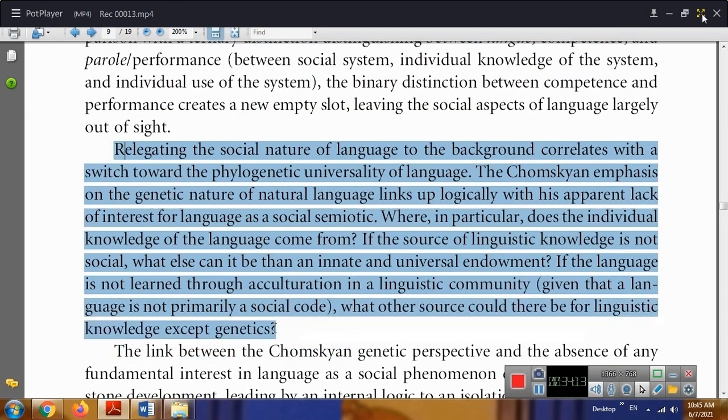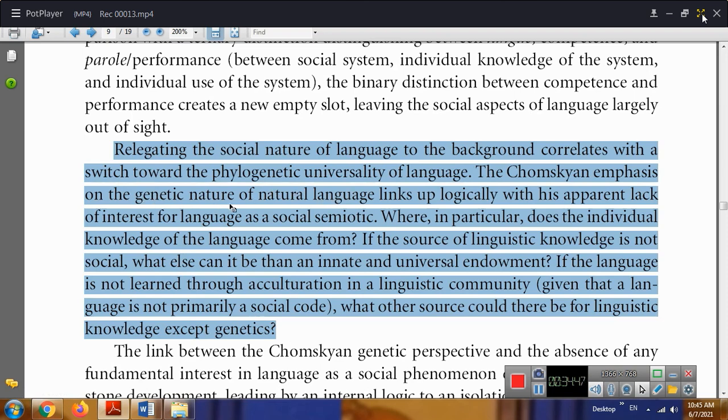Dear students, you should know this matter, the gap, and the way they use to overcome this gap. Relegating the social nature of language to the background correlates with a switch toward the phylogenetic universality of language. The Chomskyans emphasize the genetic nature of natural language.